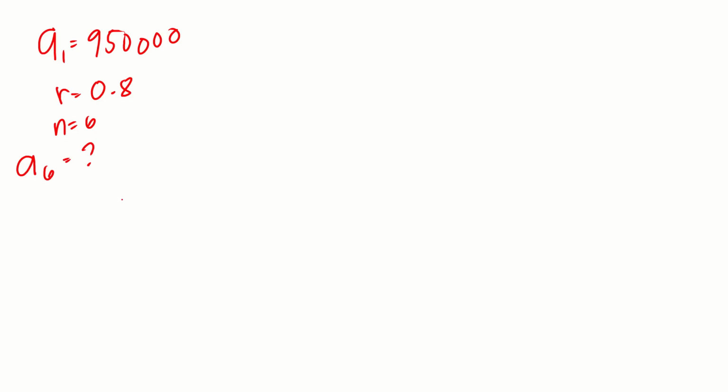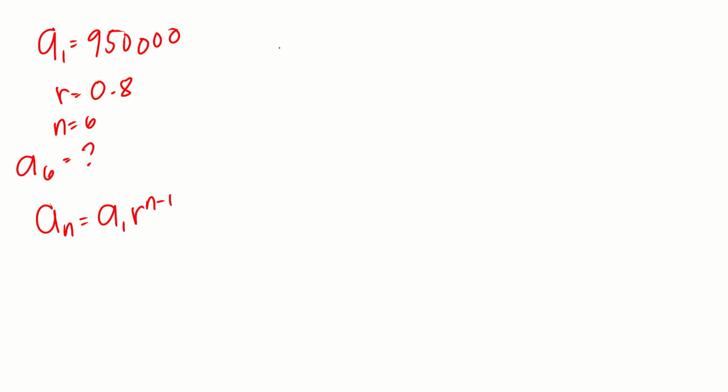So let's have the solution. Again, start tayo with the given. Anong given natin? A sub 1 is medyo malaki, 950,000. Common ratio, yung 0.8 na lang. N is 6. Ang hinahanap ay si A sub 6. Anong gagamitin ulit na formula? So we have A sub n equals A sub 1 r raised to n minus 1.